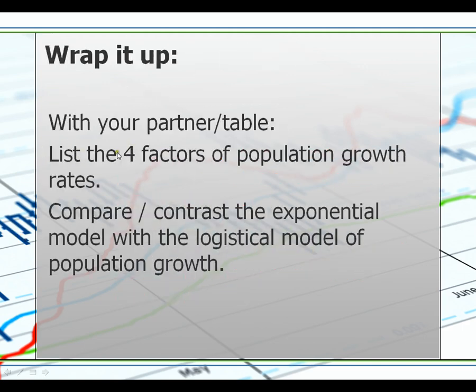Alright, so there are 4 factors of population growth. Those are the pretty easy things at the very beginning of the slides. Next to that, we have the exponential model and the logistical model of population growth. Within those two graphs, you should be able to explain the relationship to the carrying capacity and what limiting factors are.